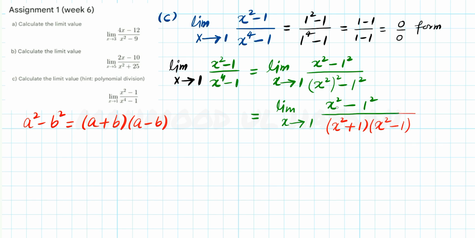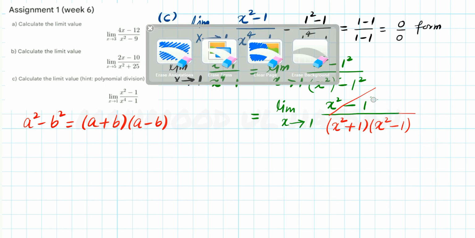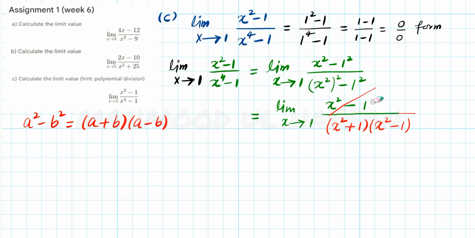You got it? So you can see here x squared minus 1 squared, 1 squared basically is 1, so x squared minus 1. x squared minus 1 will cancel out with the denominator x squared minus 1. So we are left only with limit x approaches to 1. In the numerator we are left with 1 divided by, and in the denominator we are left only with x squared plus 1.